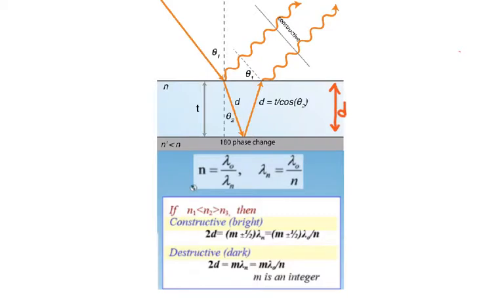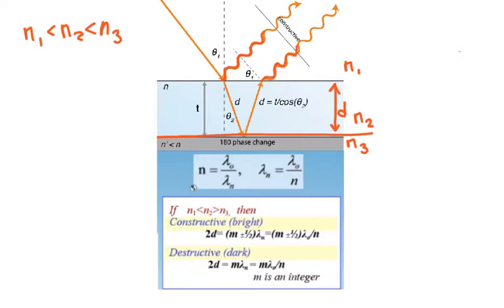If this surface is N3, this is N2, and this is N1, and N1 is less than N2, but N2 is less than N3, I will have two phase shifts. So I will have this one phase shifted and this one phase shifted.